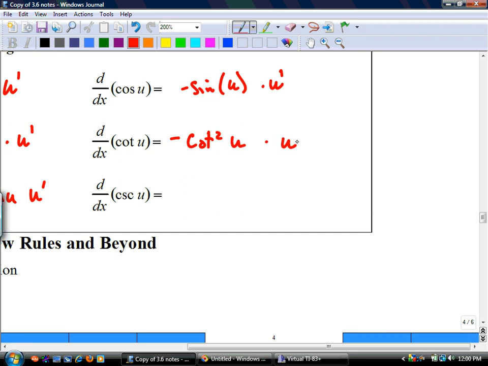Negative cosecant u cotan u times u prime.